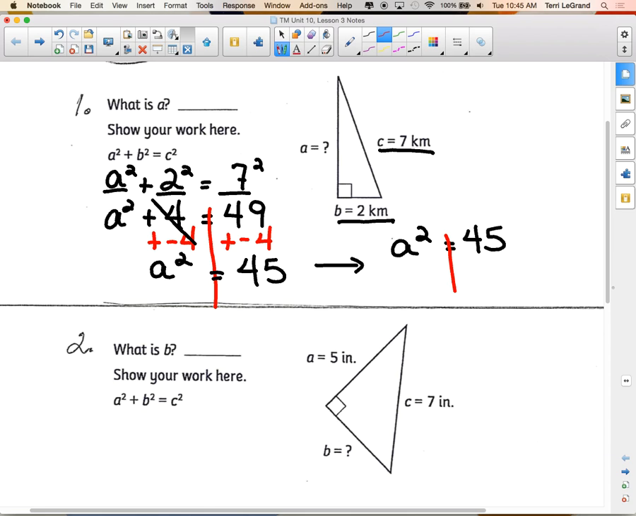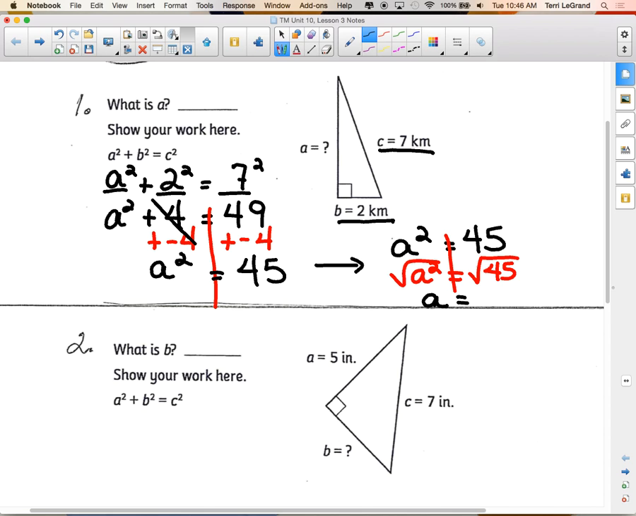Sammy? We took the square root of both sides, didn't we? Because we need A to come out of this, so you gotta take the square root of A squared and 45. Not just the 45, but also the A squared. Because what times itself is A squared? A. Not A squared, but A. So the square root of A squared is A.